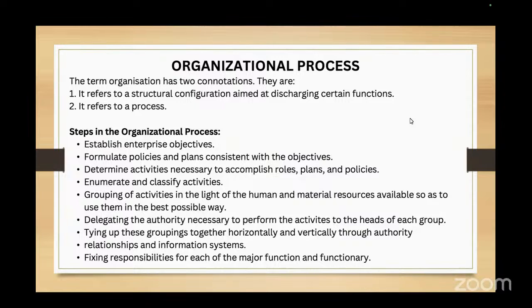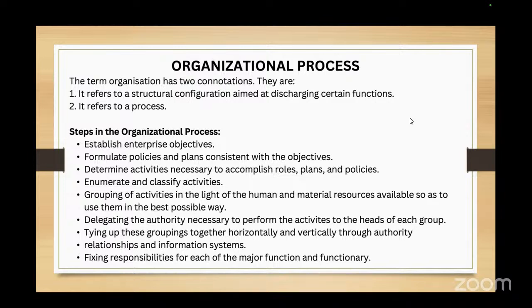Enumeration and classification of activities means to list and organize activities, break down the tasks, and classify them for easier management. Grouping of activities in the light of the human and material resources available so as to use them in the best possible way means to organize the tasks based on available resources like people, time, and materials. Delegating the authority necessary to perform the activities to the head of each group. It is important to delegate the authority, give the right people the responsibility to manage each group or task.